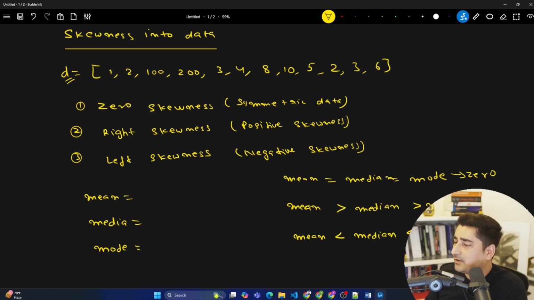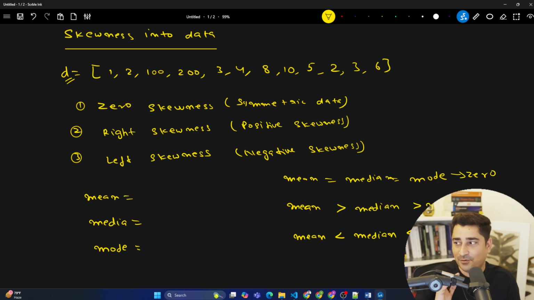Rishabh is saying mean is equal to 28.67, median is equal to 4.5, mode is equal to 2. Okay, Raj is saying the same thing, 28.6. Then mode is 2, median is 4.5. Someone is saying mean is 27.83, but I think it's 28.67.